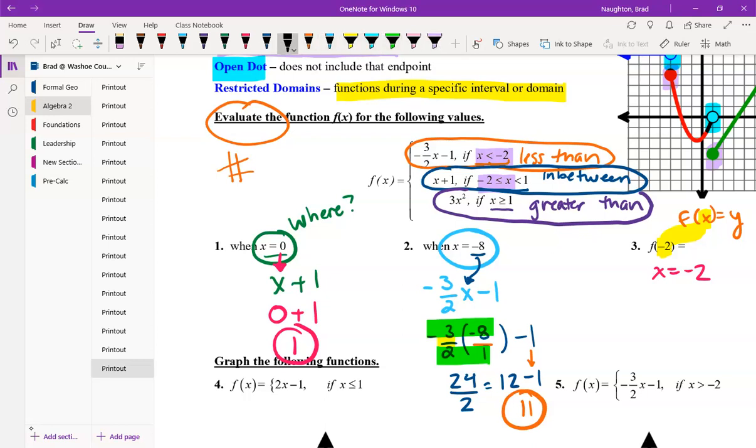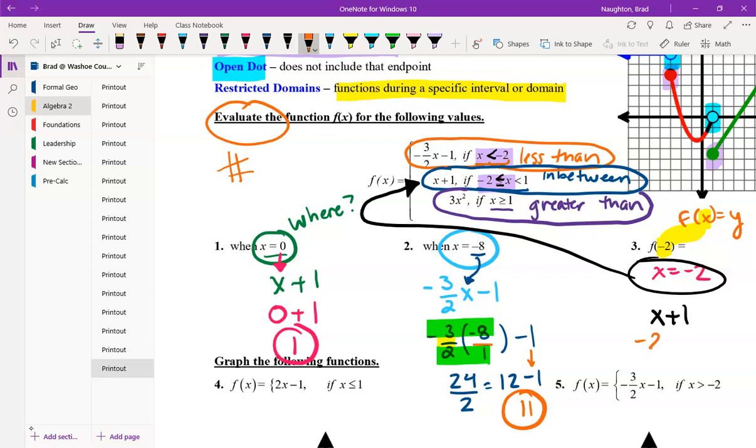So in this one, it is less than. Boom. This is less than or equal to. So in this case, this one is going to go into where it's less than or equal to because it is equal to that value. So this is going to go into the x plus 1 function. So we are going to have negative 2 plus 1, which is going to be a negative 1. And that is our answer.